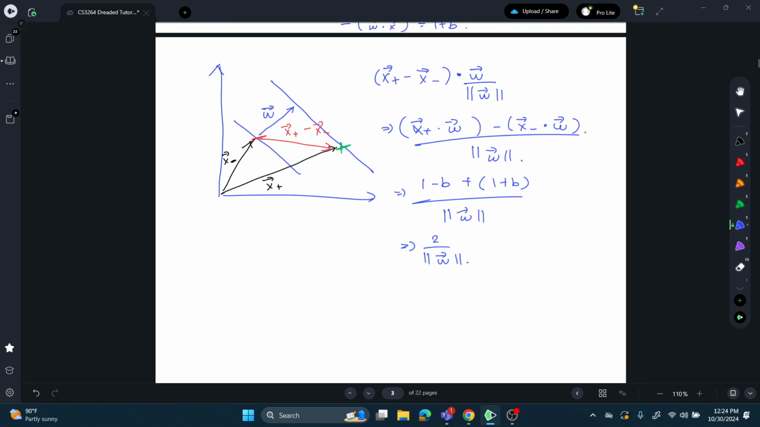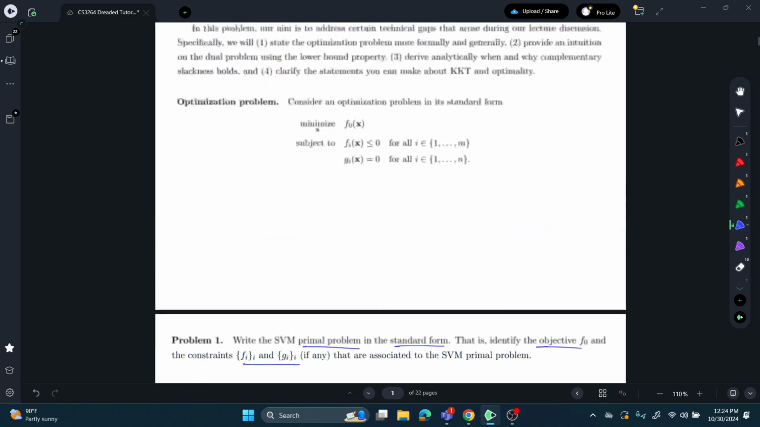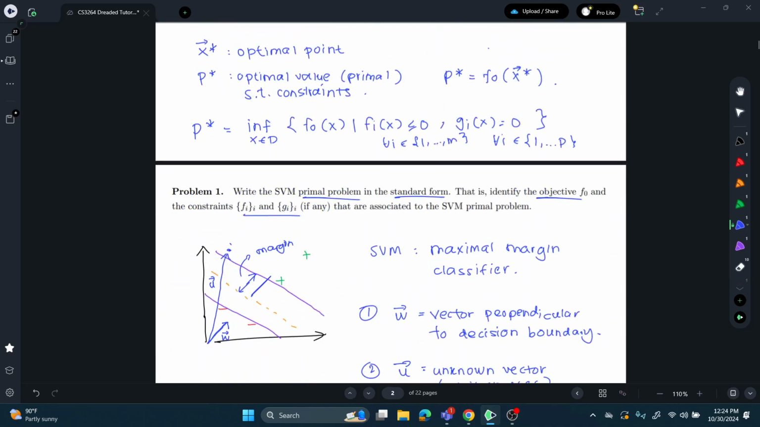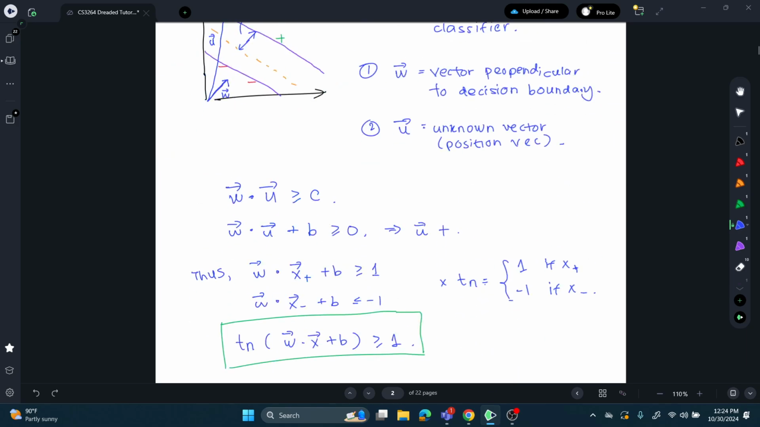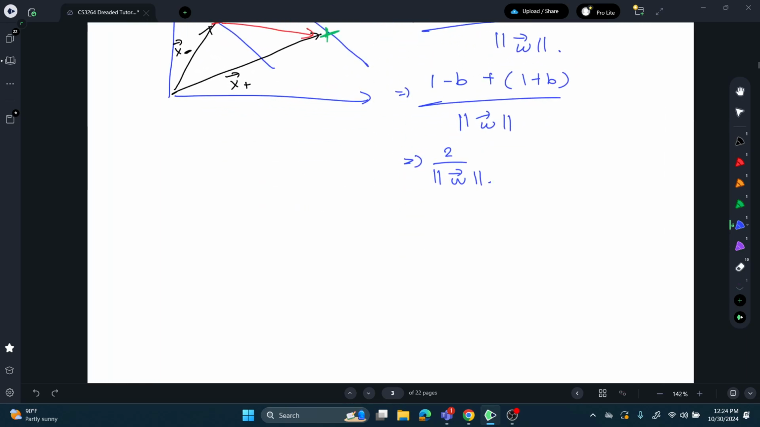So the entire width is essentially 2 times 1 over the magnitude of w. So 1 over the magnitude of w is the margin from the decision boundary to this point. This is the margin, your 1 over w, whereas the entire width that I'm concerned with here is 2 over this thing. So when we formulate this as a maximal margin classifier, we want to determine the value that will maximize this thing. Any questions?